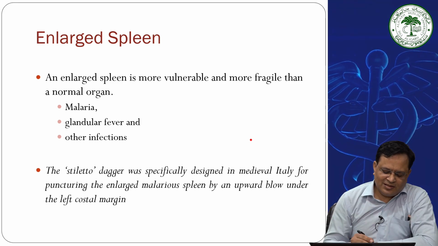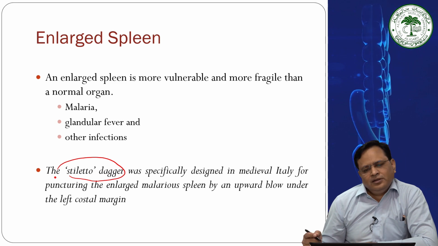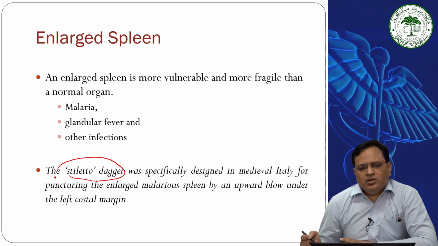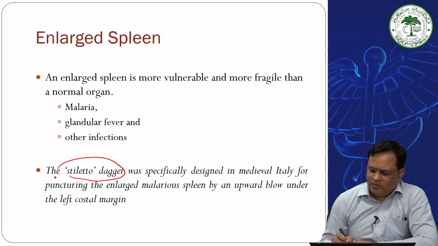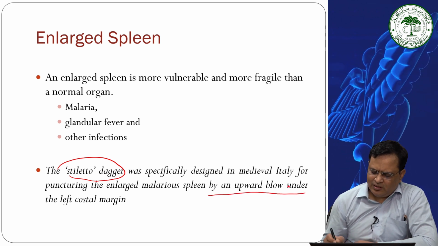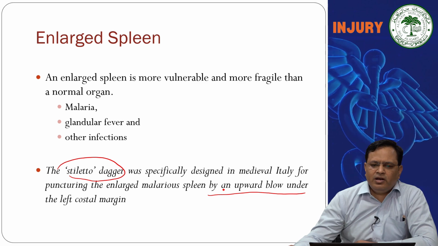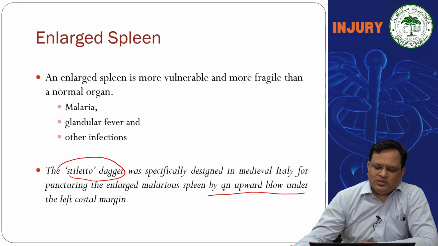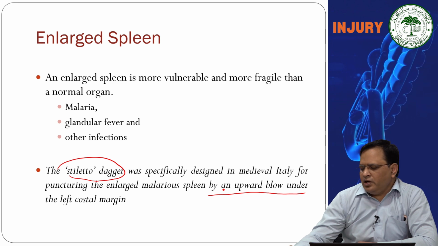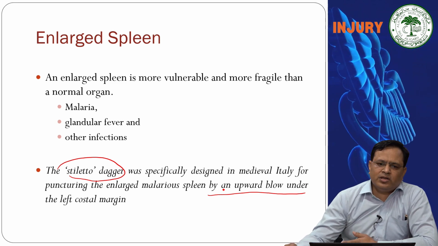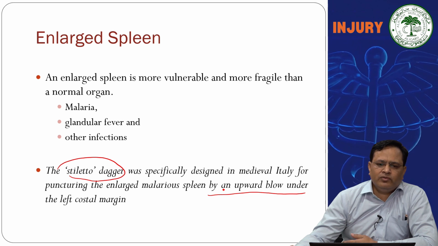In olden days, in Roman times, a stiletto dagger was used to rupture the spleen in cases of malaria, but it was a very lethal, often fatal treatment. Now malaria and other fevers are curable, so we don't do that.